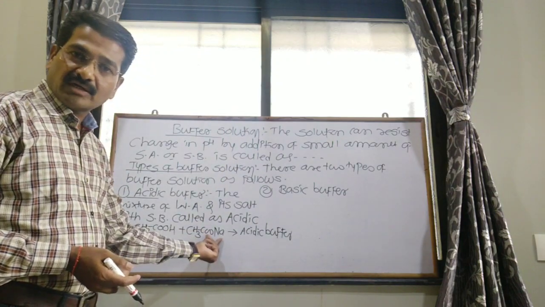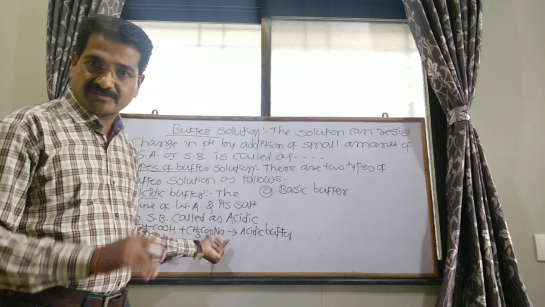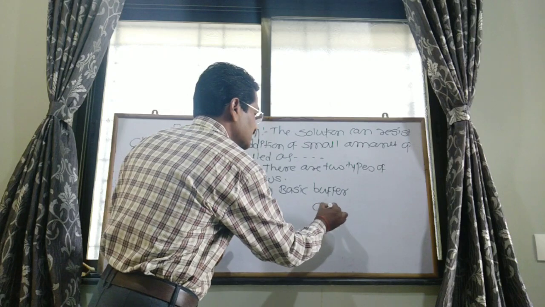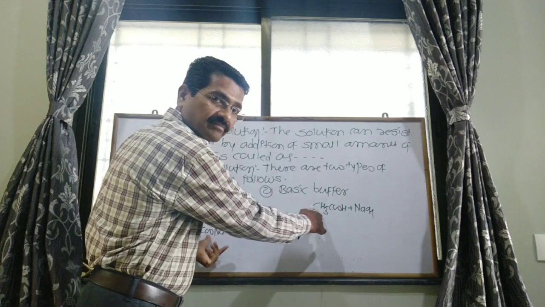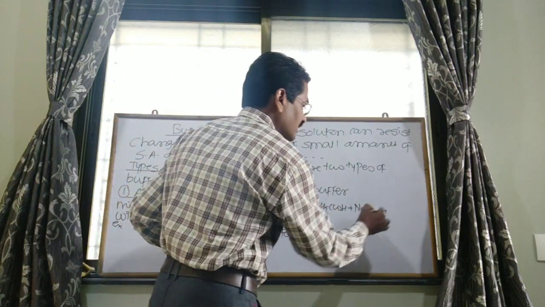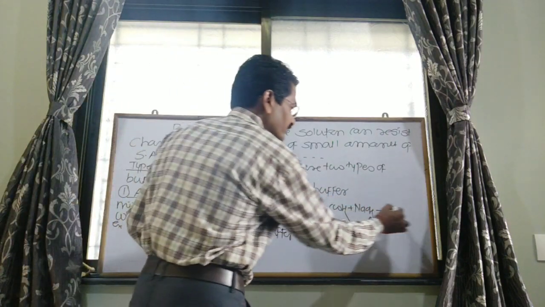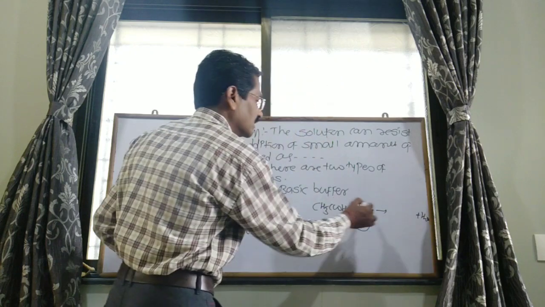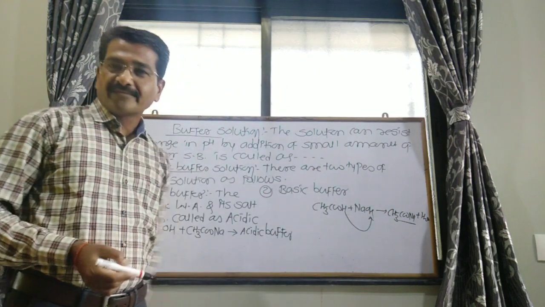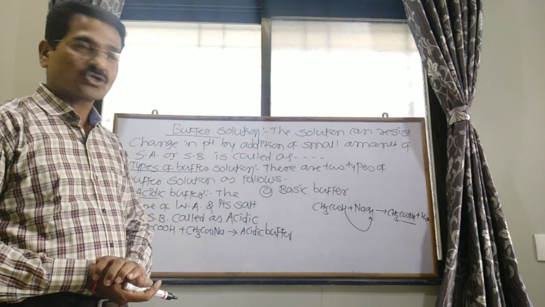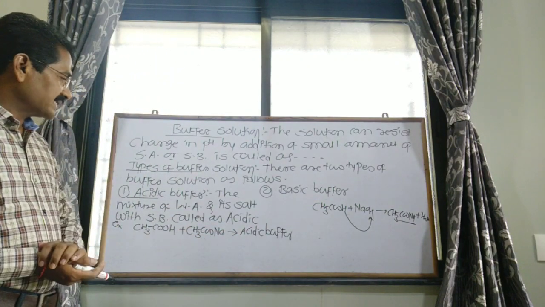How to make this salt? This salt is made up from weak acid, acetic acid, and strong base NaOH. CH3COOH plus NaOH, weak acid and strong base mixed together. Then this hydrogen combines with hydroxyl ions to form water, H2O, and the remaining is CH3COONa, the salt of weak acid with a strong base, that is sodium acetate. This is the example of acidic buffer.